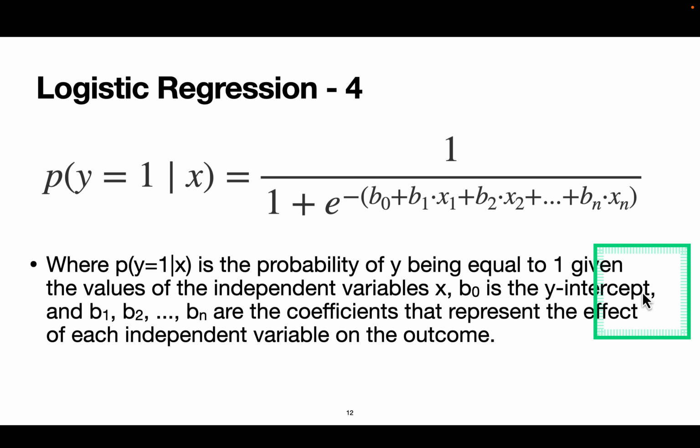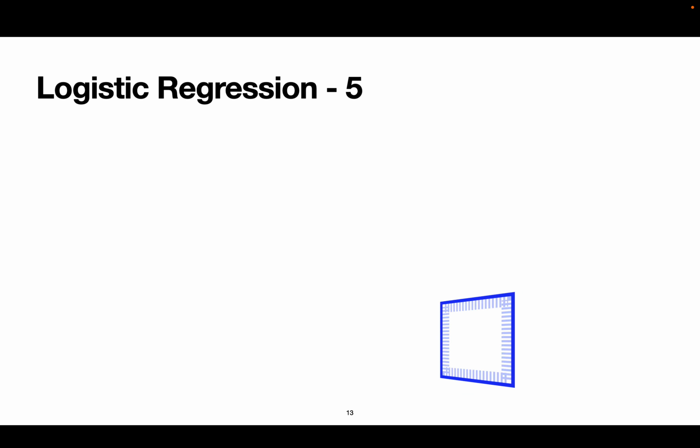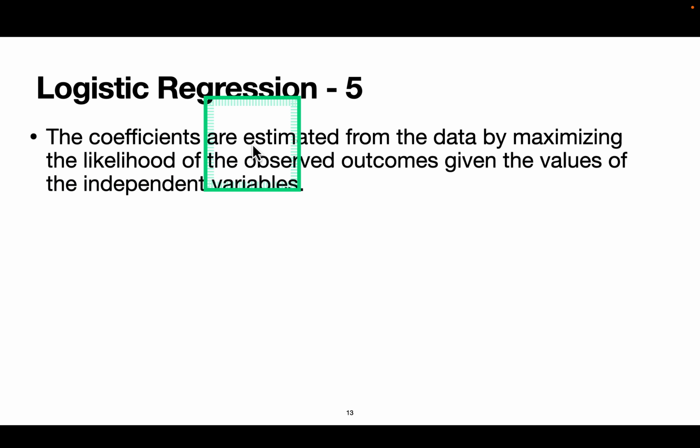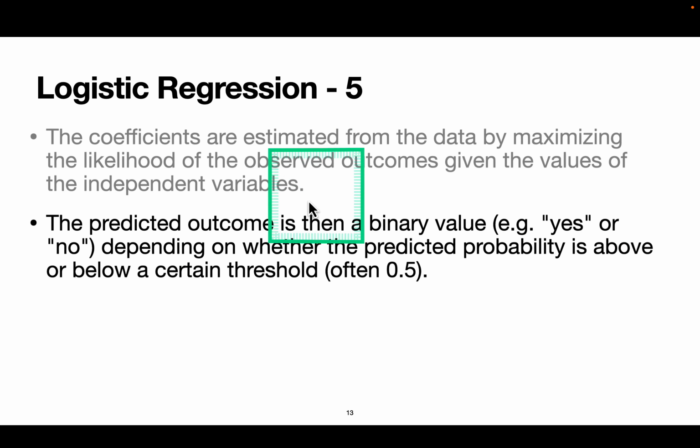B0 is the y-intercept, and B1, B2 all the way up to Bn are the coefficients that represent the effect of each independent variable on the outcome. The coefficients are estimated from the data by maximizing the likelihood of the observed outcomes given the values of the independent variables. The predicted outcome is then a binary value, for example yes or no, depending on whether the predicted probability is above or below a certain threshold, often 0.05.